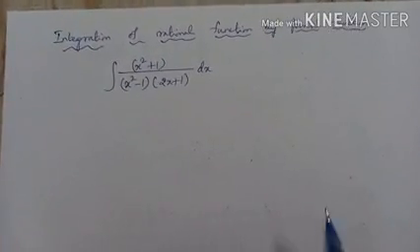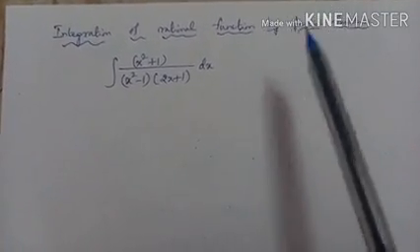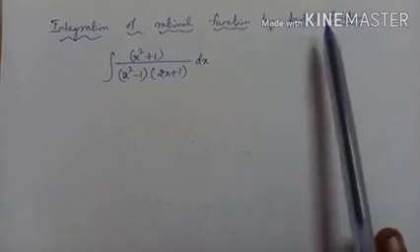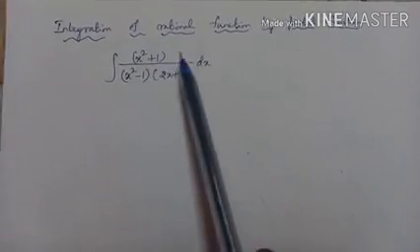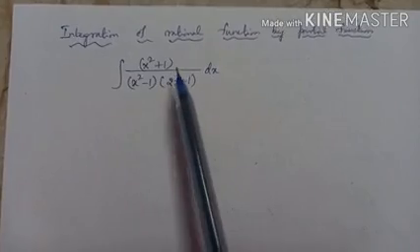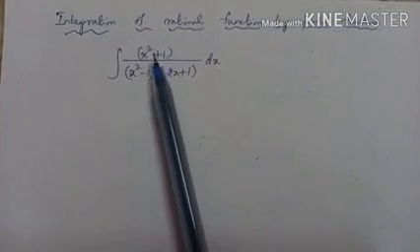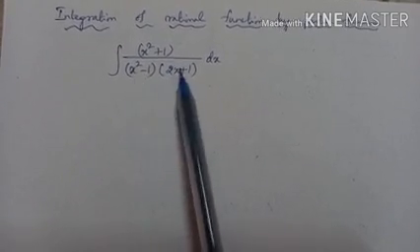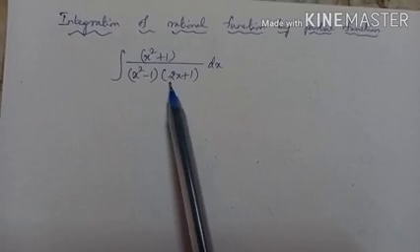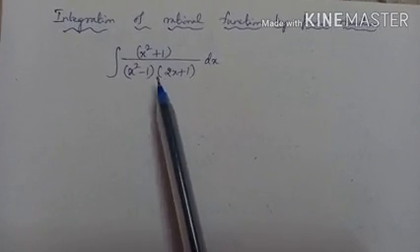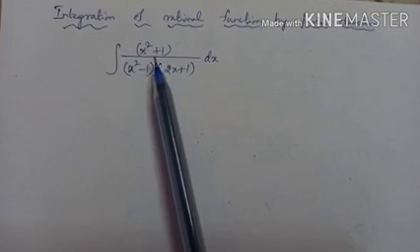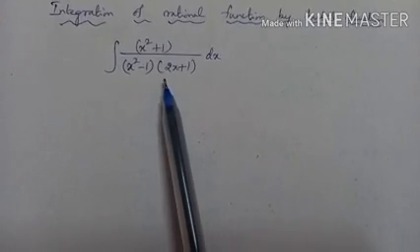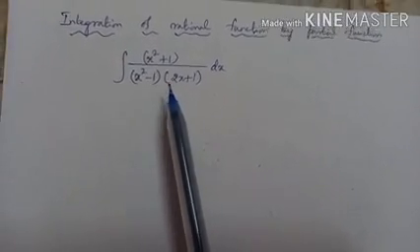Dear all, let us see another problem of integration of rational function by partial fraction. This is a rational function and it is a proper rational function, because the degree of the numerator is 2 and the degree of the denominator is 3. After multiplying the factors, it is x cube, right? So the numerator degree is less than the denominator. So it is a proper rational function, and we can do the problem by partial fraction.